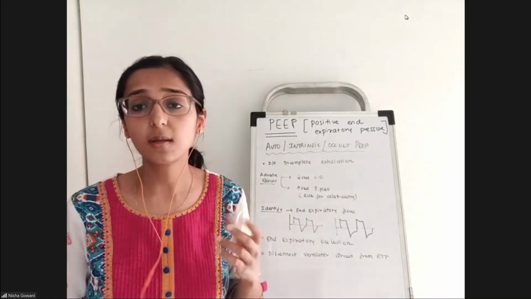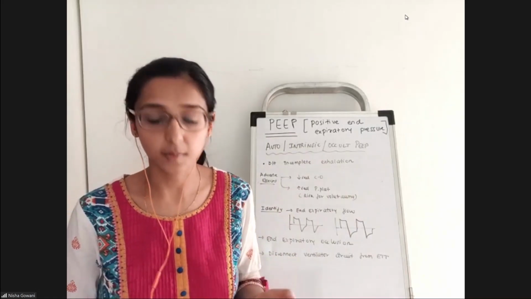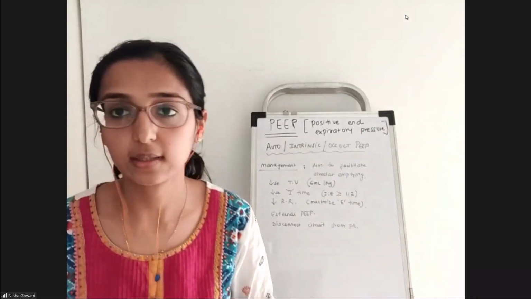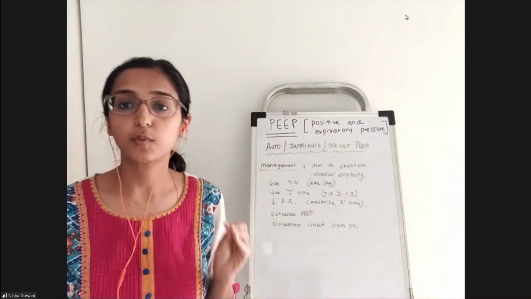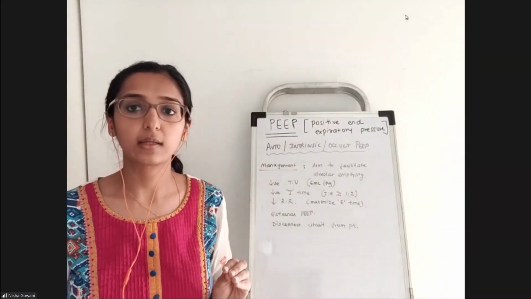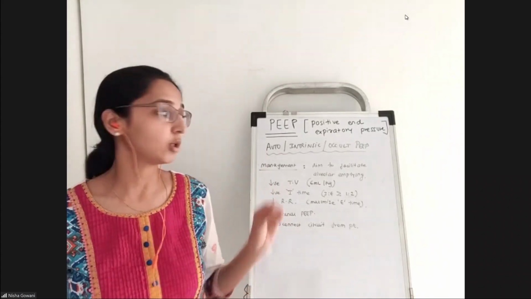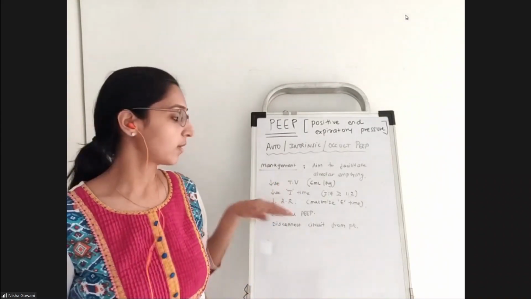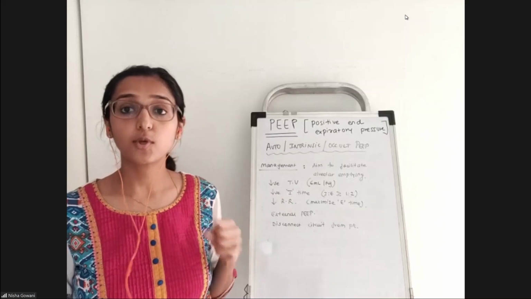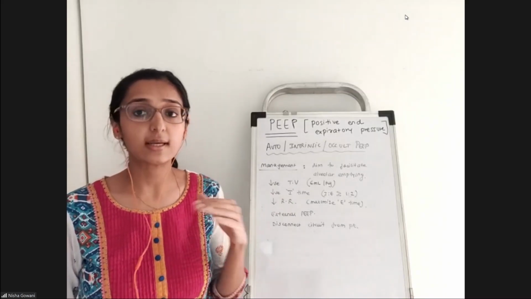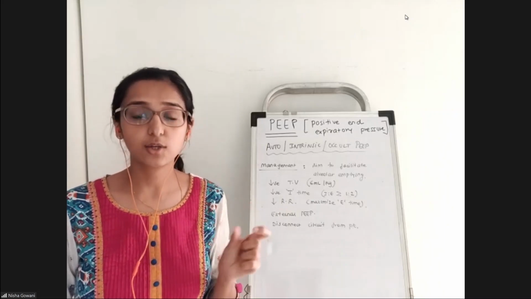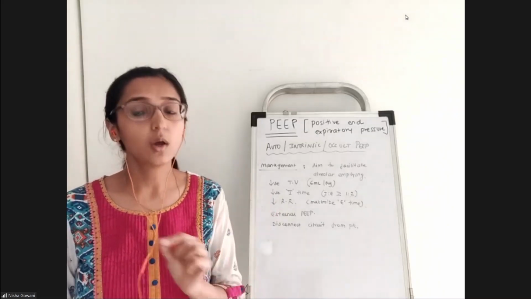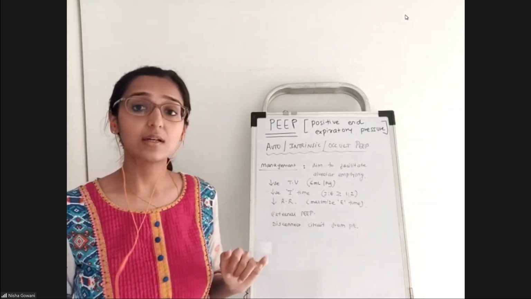Now, what are the methods by which you can correct auto-PEEP? The first method is that you reduce the tidal volume. You will use lung protective strategies of mechanical ventilation and lower tidal volumes, which is 6 ml per kg. You will reduce the inspiratory time and improve the expiratory time, so we will increase the expiratory time by reducing the respiratory rate. The I:E ratio you should try to keep at 1:2 or more. And external PEEP can be applied.